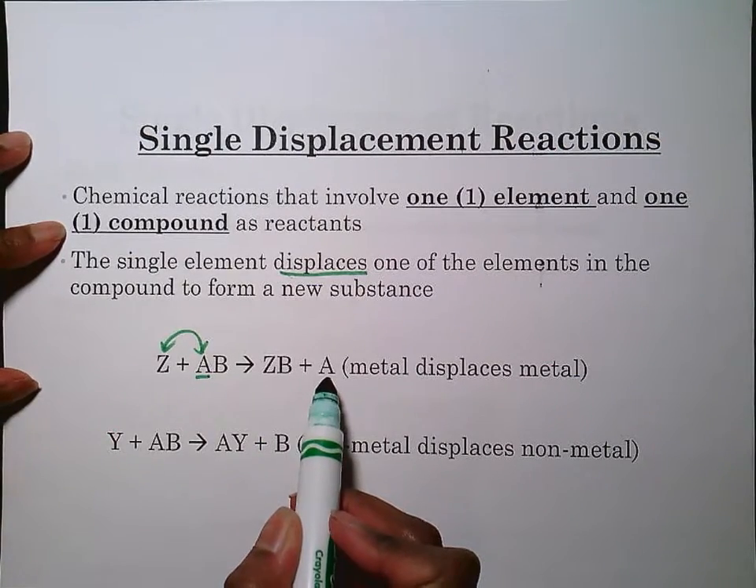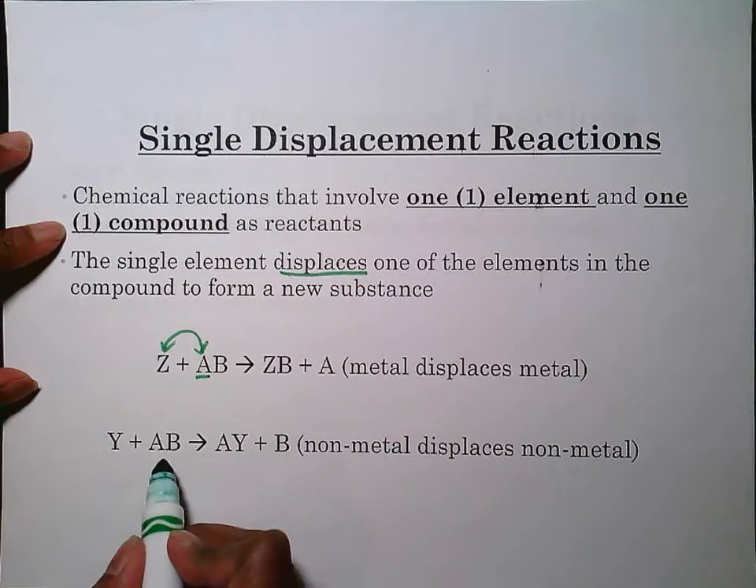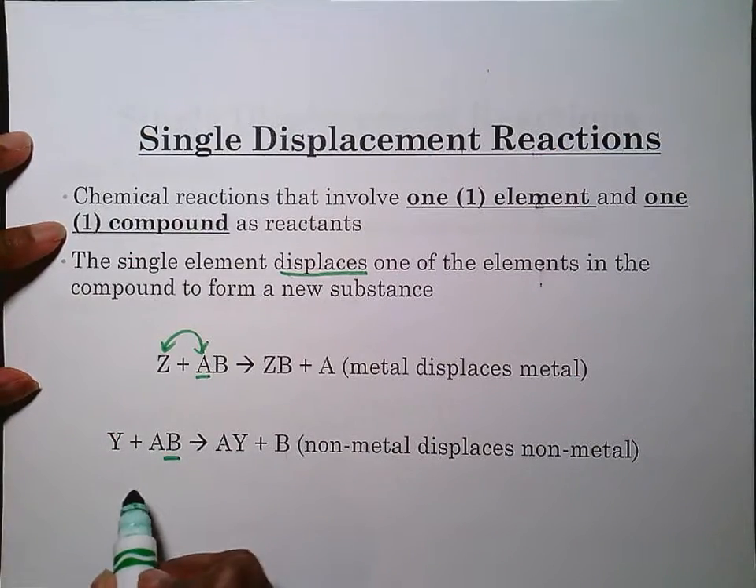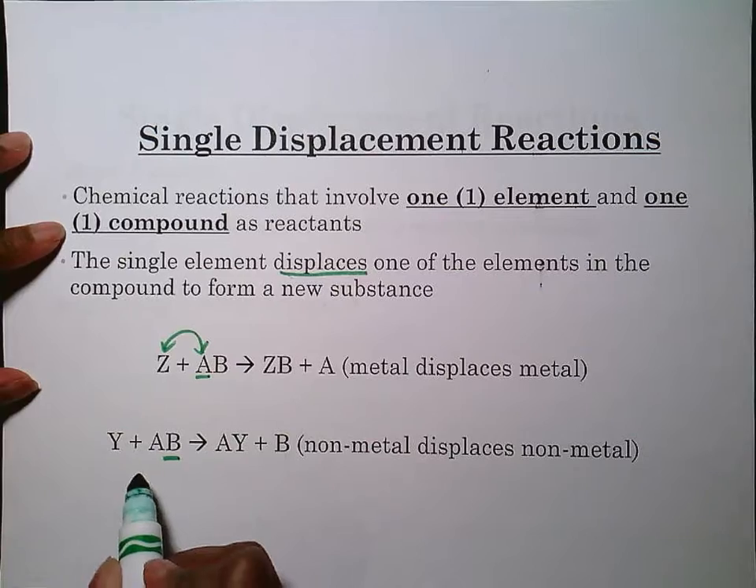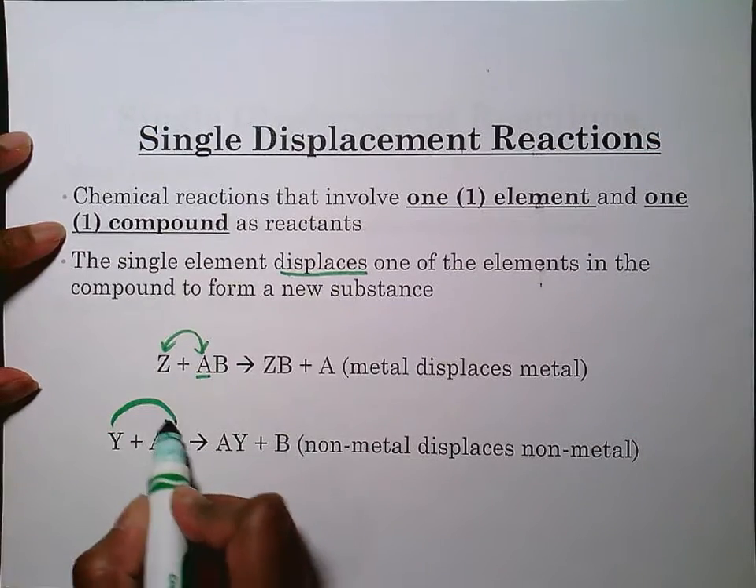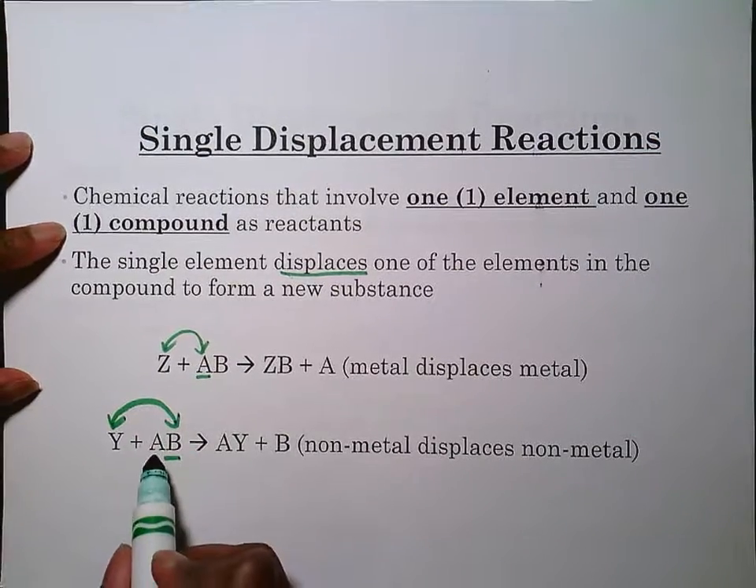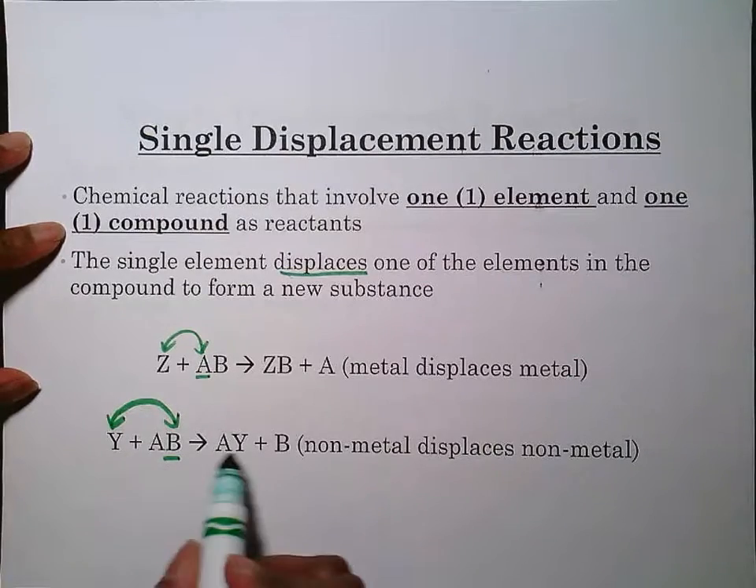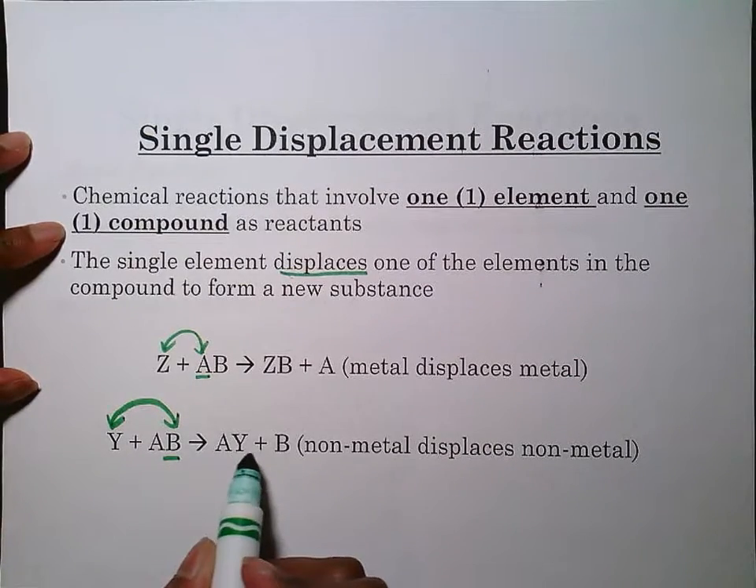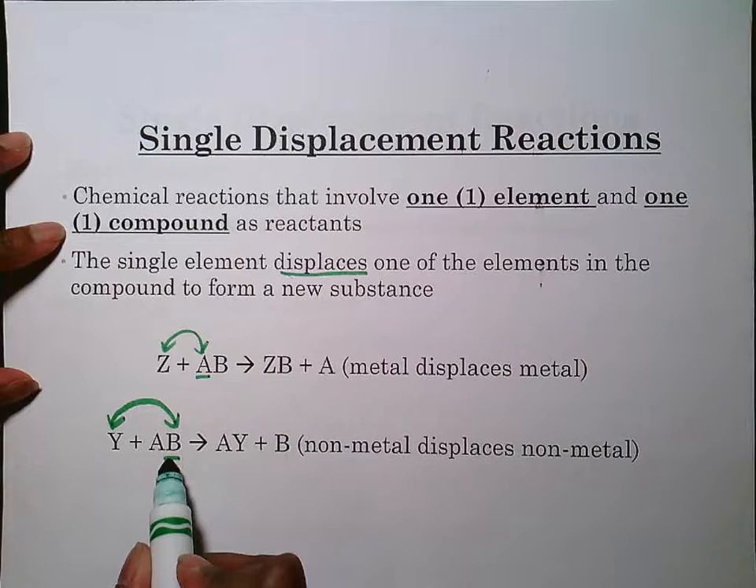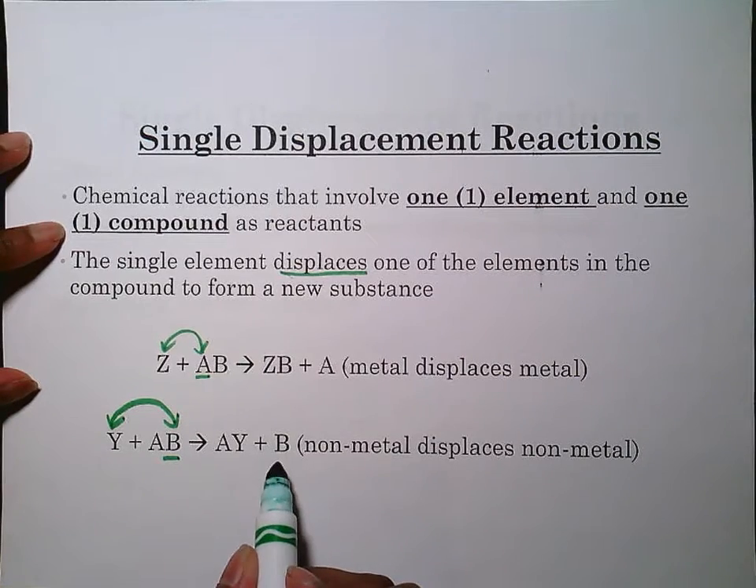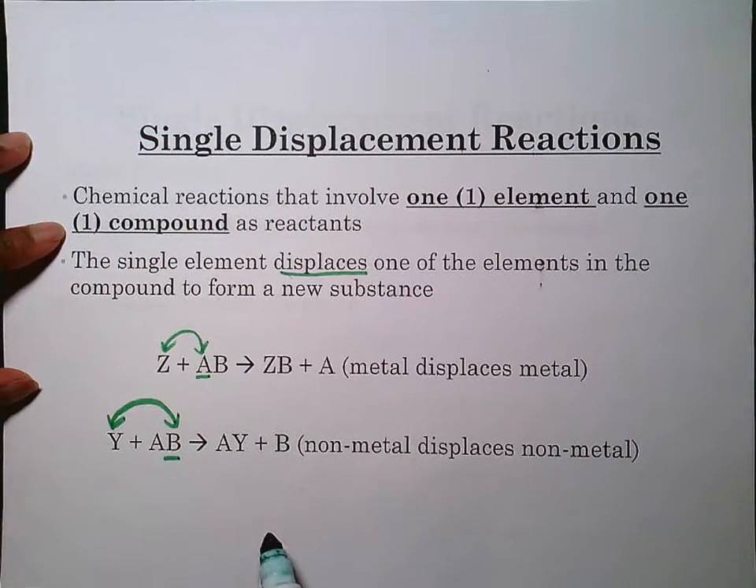Your nonmetals are found in the second part of our formula. So in this example, when a nonmetal displaces a nonmetal, your A and your Y are going to recombine. Metals are written first, nonmetals are written second, and then B is going to be found on its own. So these are the only 2 types of reactions that are going to occur with single displacement.